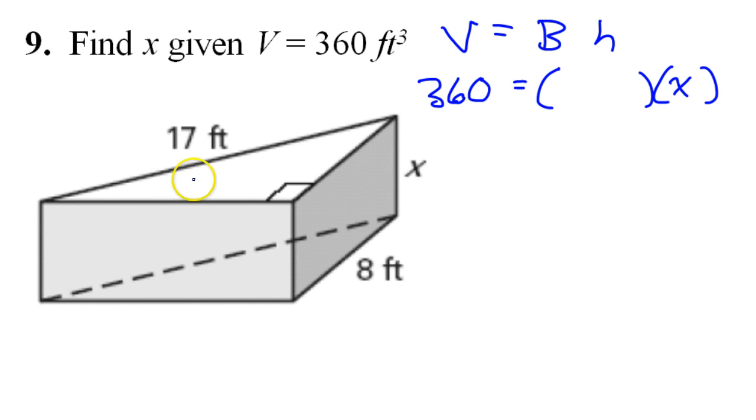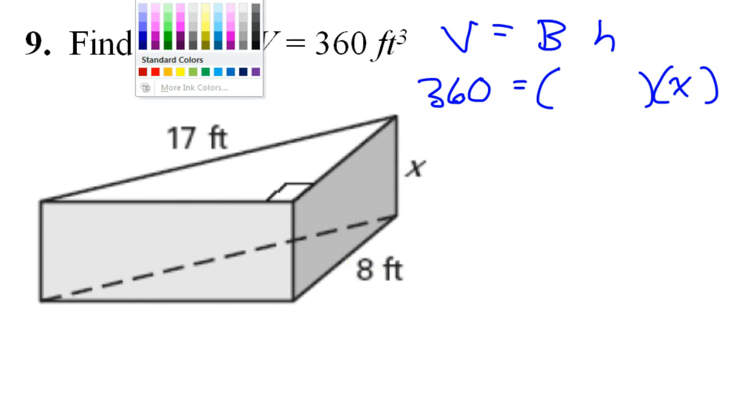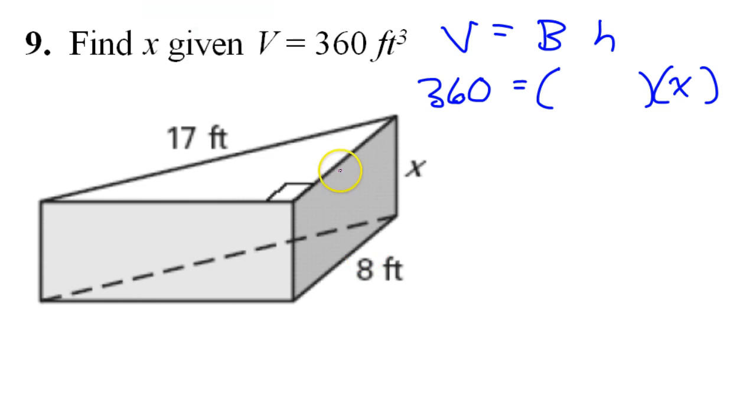Now the base is this triangle right here, this right triangle. Of course this 8 that's down here would be the same up here. Okay, so this length, that's not very visible. It will be 8 feet right here. Now, this right triangle is the base. We need to find the area of it.